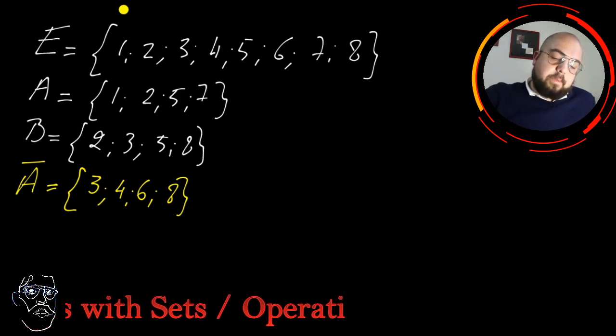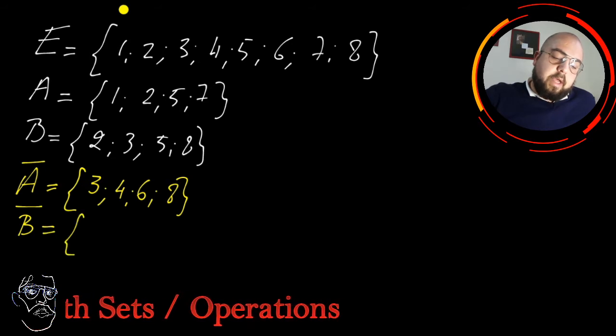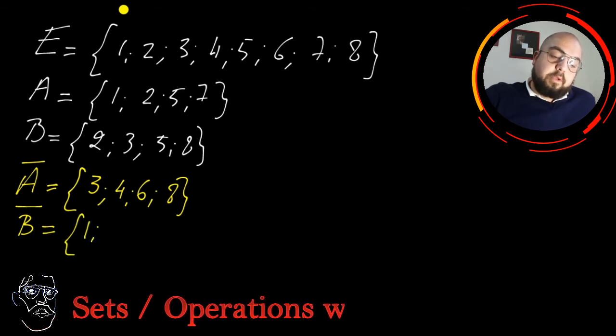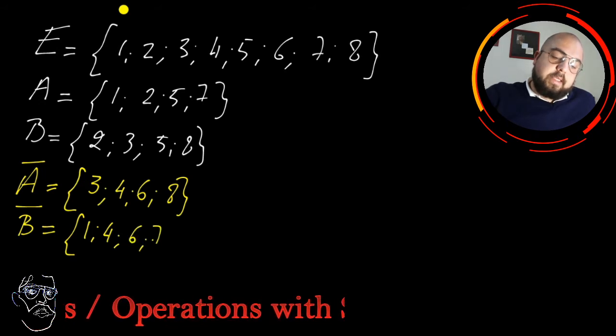Now what about B bar, or the complement of B? In this case, it is 1, 2, 3, 4, 6 and 7.